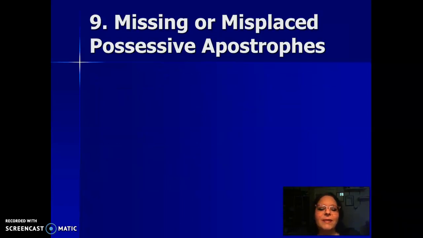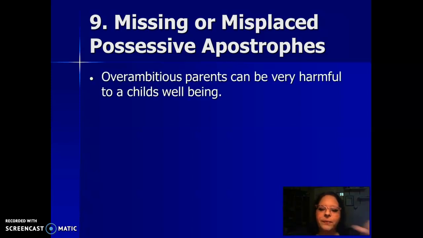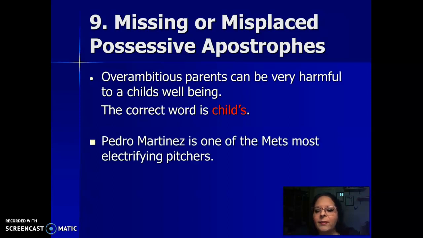Missing or misplaced possessive apostrophes. When you're using possession, you have to have that apostrophe. So overambitious parents can be very, very harmful to a child's well-being. Well, a child's well-being, it is their well-being. You need that apostrophe before the S. Pedro Martinez is one of the Mets' most electrifying pitchers. He belongs to the Mets, so you need an apostrophe after the word Mets. Now, if you already have a word that ends with S, you don't need another apostrophe S. Just put the apostrophe. But if you don't have an S at the end, add the apostrophe S.